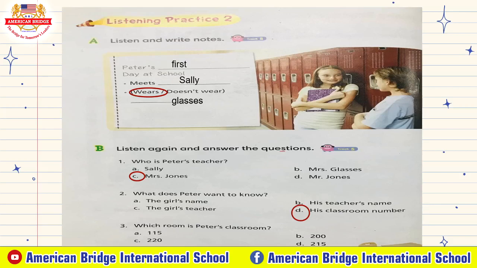Now let's move on to number 3. Which room is Peter's classroom? A 115, B 200, C 220, and D 215. A, B, C, or D, everyone? Good. The correct one is letter D, 215, right? I hope that you understand our lesson well.